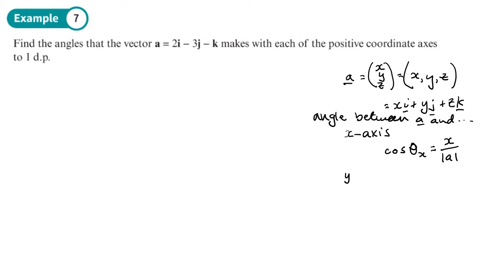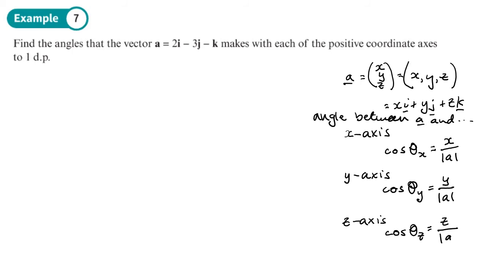For the y-axis, very similar, it'll be the cosine of the angle between the vector and the y-axis, the y number in the vector, again divided by the length of the vector. And then if I want to find the angle between the vector and the z-axis, the cosine of that angle is the z part of the vector divided by the length of the vector. Now, if you think about it, what is cos? Adjacent over hypotenuse.